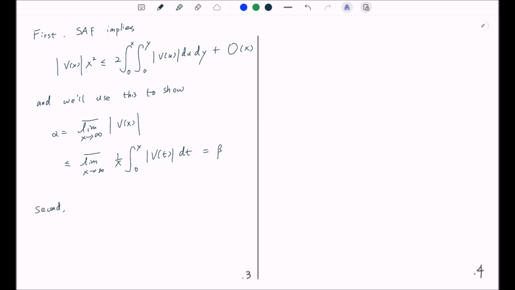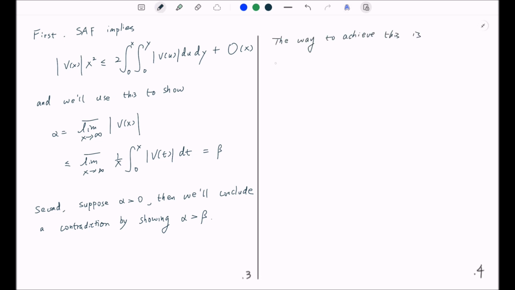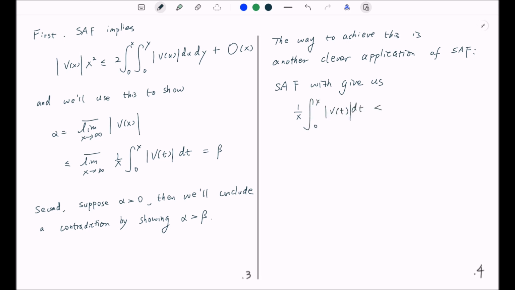And second, we'll prove by contradiction by assuming that alpha is bigger than 0. Suppose alpha is bigger than 0, and we will find a contradiction that shows alpha is bigger than beta. And the way to achieve this is another clever application of Selberg's asymptotic formula. We'll show that Selberg's asymptotic formula will give us that the average is less than alpha prime plus little o of 1, with some alpha prime less than alpha.